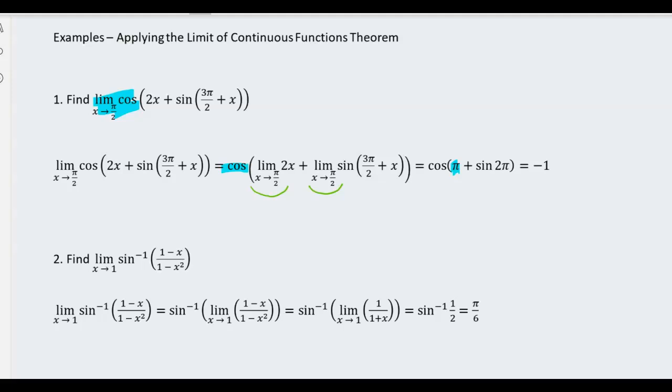That's right here. And then I can, for this other part, sine of 3 pi over 2, I can plug pi over 2 in for x, and I'm going to be taking the sine of 2x. So again, the theorem is really just saying that because we can move where the limit and that cosine function are, it allows us to take the pi over 2 and plug it in for the variables.